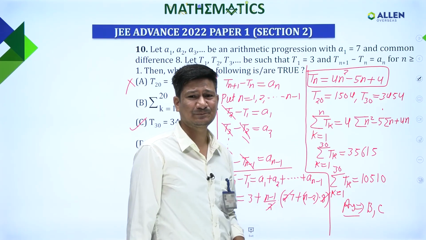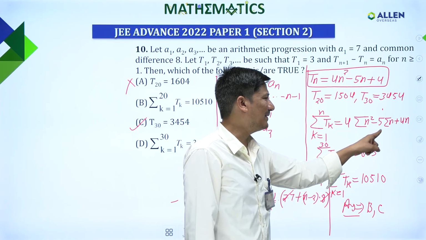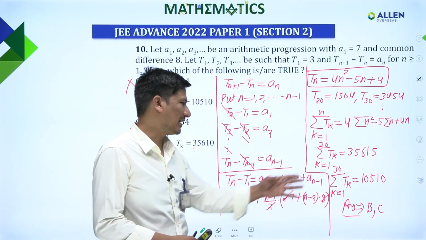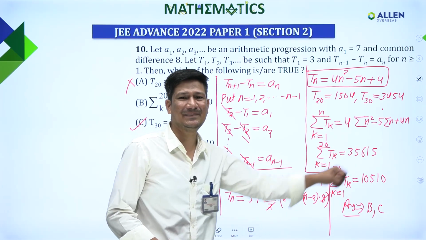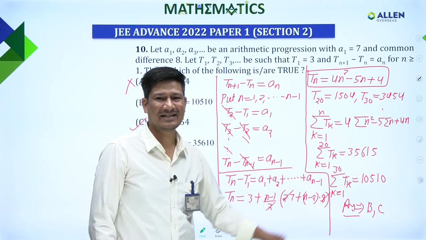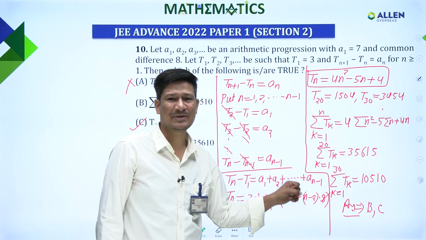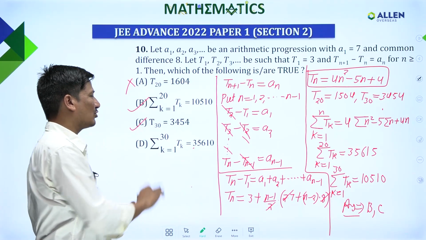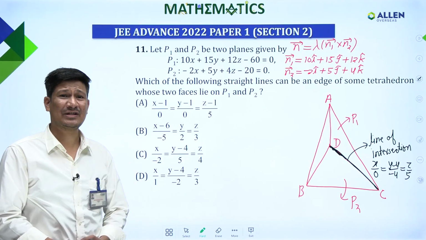Put the sigma notation. Separate the sigma: 4 into sigma n square minus 5 into sigma n plus 4 into n. After putting the value of k, k is equal to 20, you will get the sum as 35615, and for k is equal to 30, the sum of 30 terms comes out to be 10510. So when you check the options, guys, option B and C both come out to be the correct one. Hope everybody understood. So let's see the next question, question number 11.